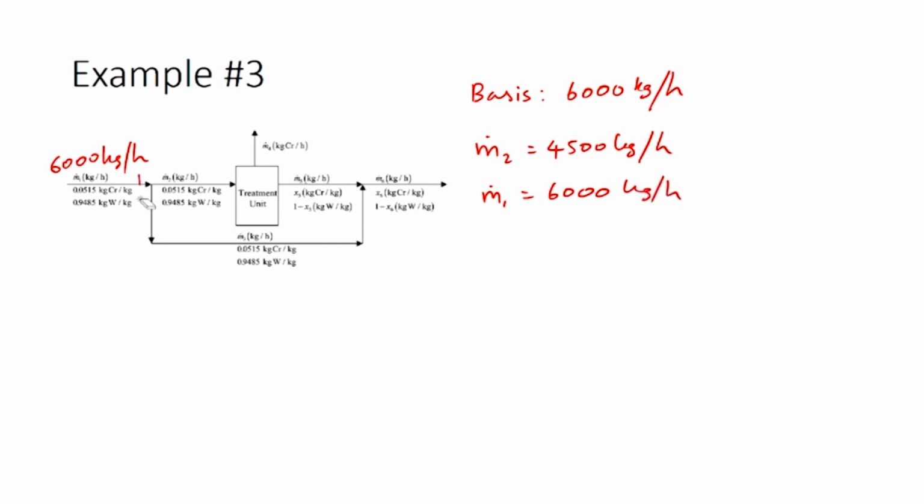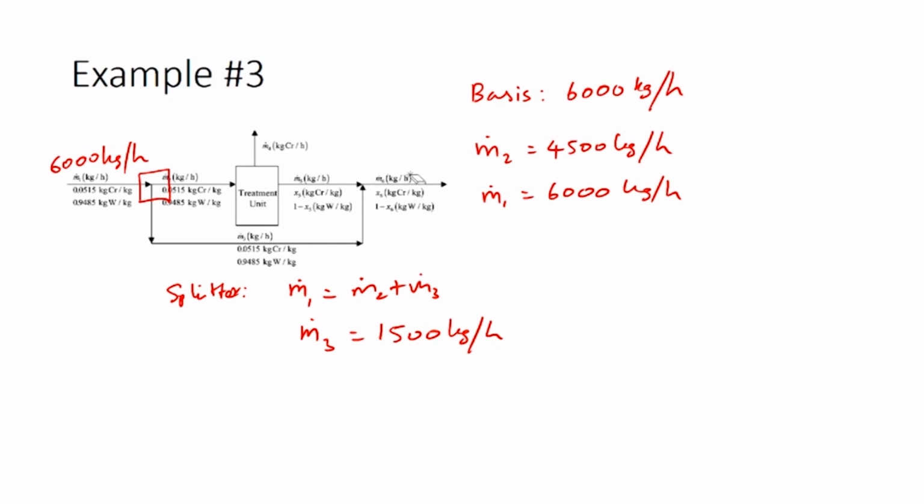If you were to write a material balance for the splitter, you would have one total balance. This balance would be M1 dot equals M2 dot plus M3 dot. Using this you can get M3 dot as 1500 kilograms per hour. So, we now have M1 dot, M2 dot and M3 dot. We need to know how much is M4 dot and what would be M5 dot and M6 dot.